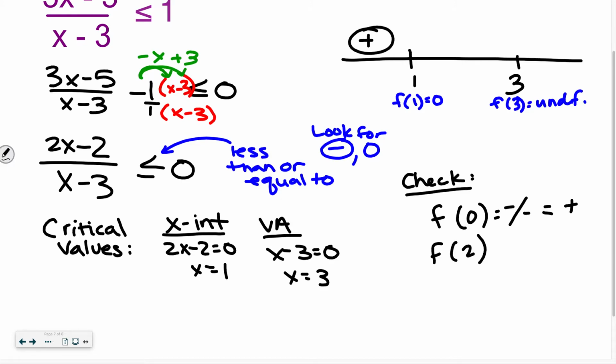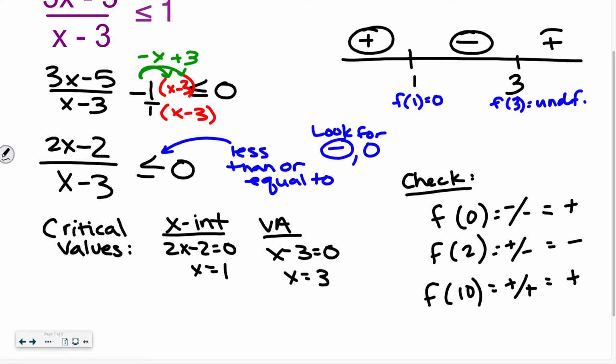And then I'll check 2. If I put 2 in, 2 times 2 minus 2, that's positive. 2 minus 3 is negative. So a positive over a negative is a negative. And you might guess that the last one's going to be positive. I would always caution you to check it, right? It doesn't take long to check. Pick something greater than 3. Maybe I'll do 10. Then the numerator is positive and the denominator is positive. That took me 2 seconds, but I have confirmed it is indeed positive.